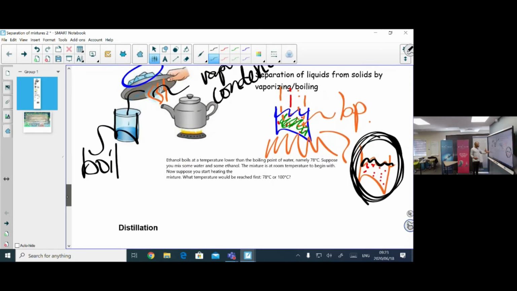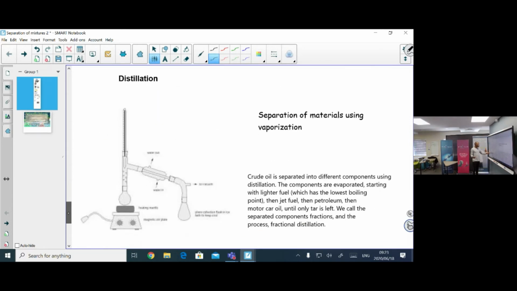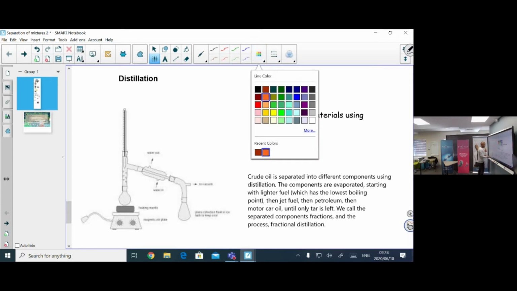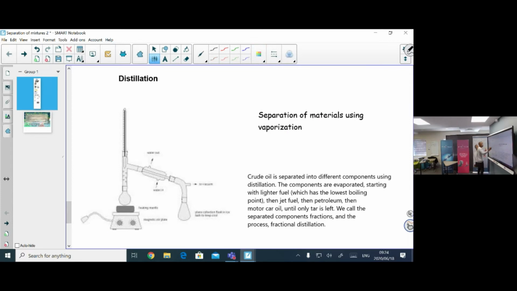And the same procedure takes place when we're looking at distillation. In distillation, we use the same process of vaporization, where we apply heat to our mixture. Here's our mixture.